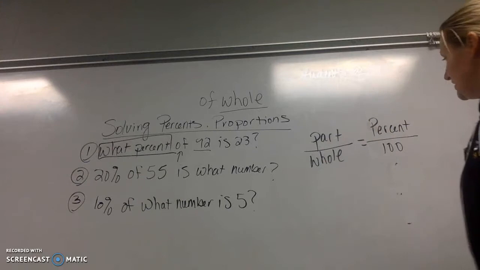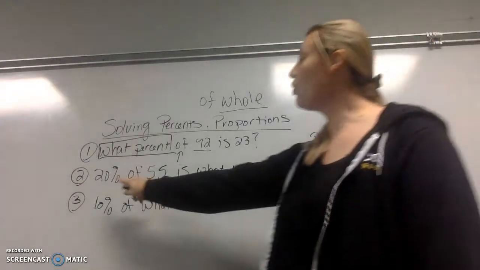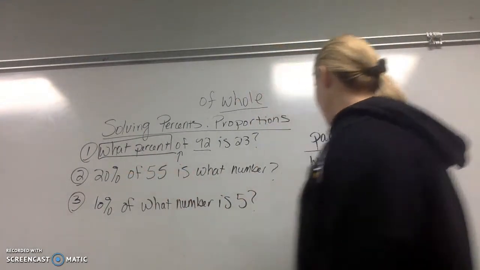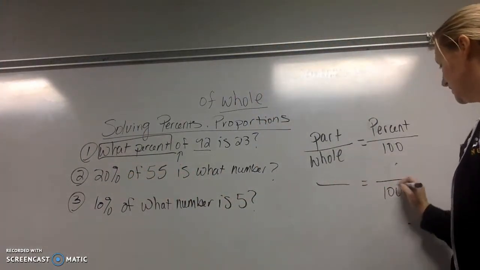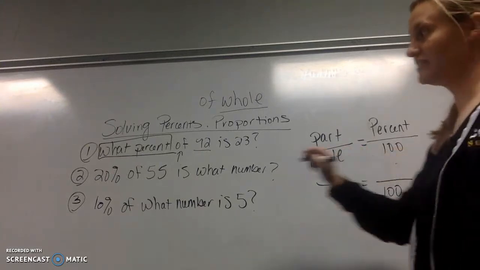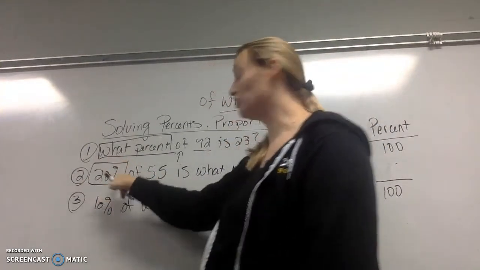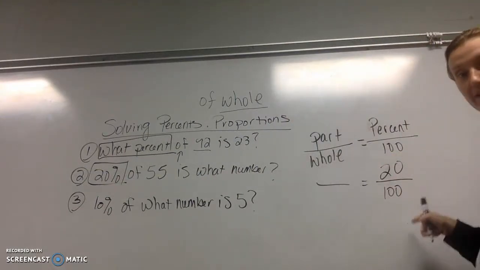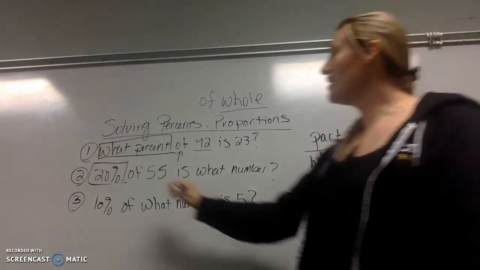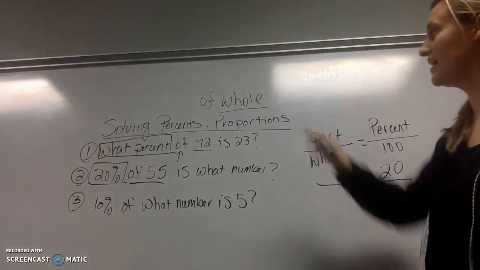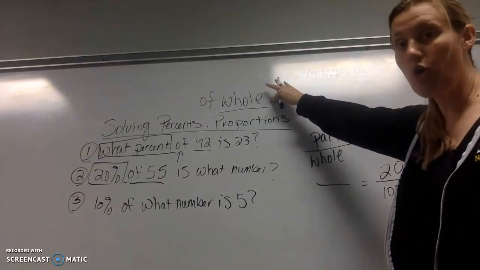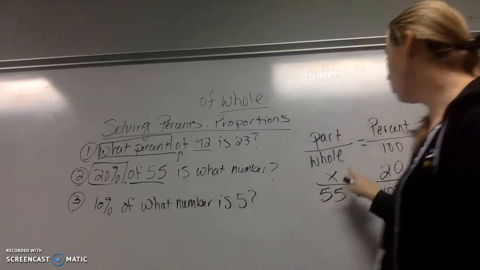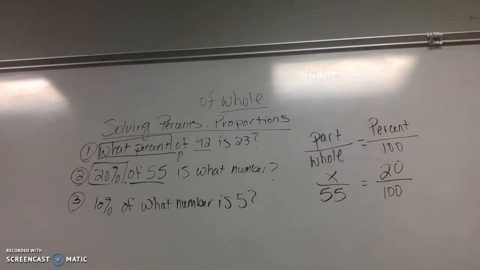Now, the second problem. It says 20% of 55 is what number? Well, again, I just have to fill in these blanks. The fact that this is a percent, 20%, that's going to go in the percent spot. So this is 20 over 100. The of is right here, of 55. That makes 55 our whole. What we are looking for is the part. We want to know what out of 55 is equal to 20%.